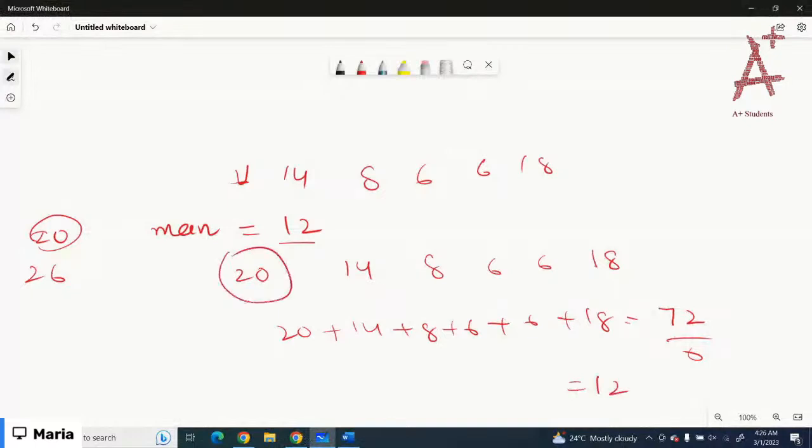When you replace V with 20, the mean you calculated is 12, and you are given in the question that the mean of the data is 12. That means the correct option is 20.